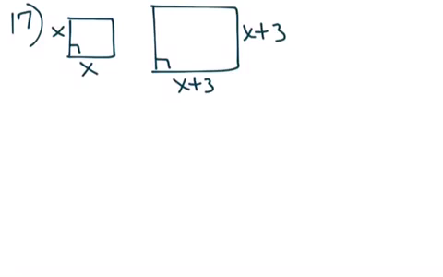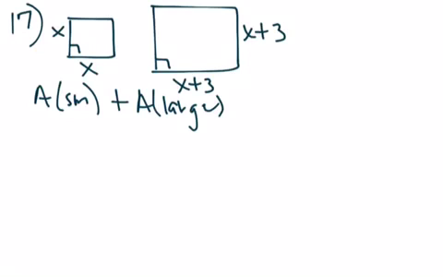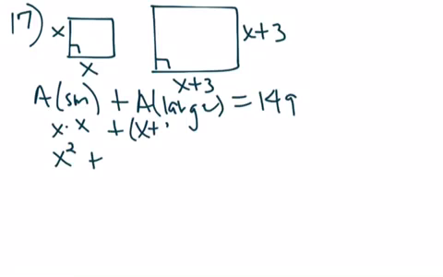And it says the sum of the areas. Well, to find the area of a square, you do length times width, or base times height, whatever you want to call it. So the area of the small square plus the area of the large square is supposed to be equal to 149 inches squared. So the area of the small square is just x times x, which is x squared. And the area of the larger square is x plus 3 times x plus 3.